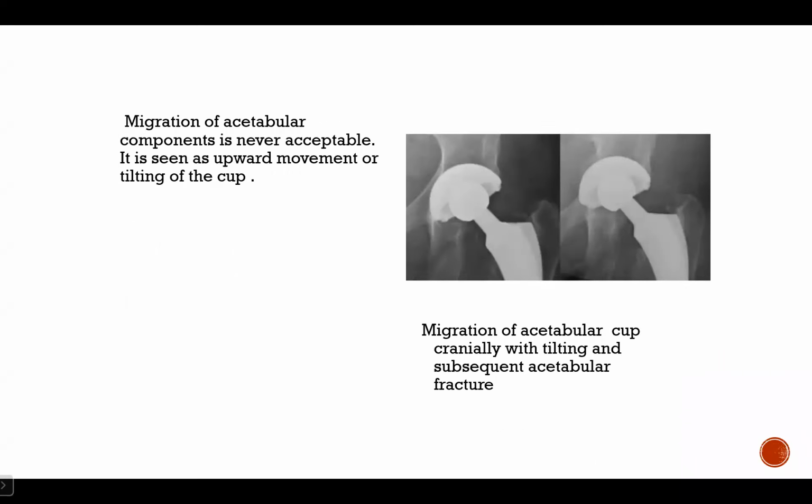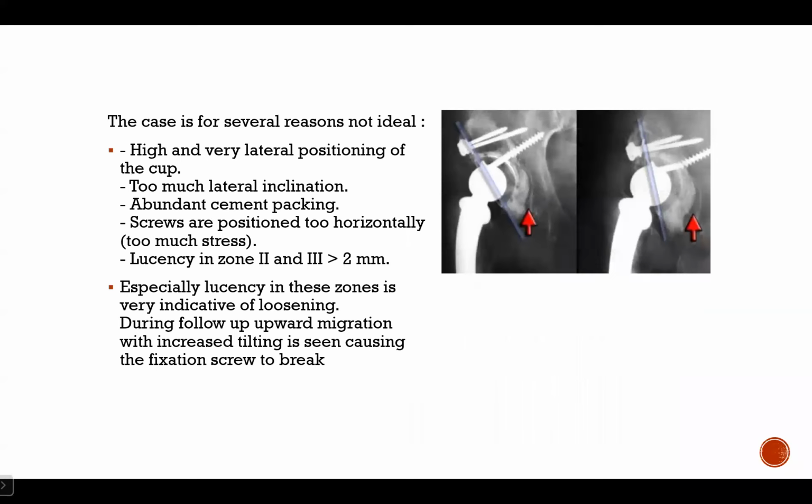Migration of the acetabular component is never acceptable. It's seen as upward movement or tilting of the cup, as we are seeing in this radiograph. This case is, for several reasons, not ideal: there is high and very lateral positioning of the cup, too much lateral inclination, abundant cement backing, screws positioned too horizontally, and lucency is present in zones 2 and 3, which is more than 2 mm. Lucency in these zones is very indicative of loosening. During follow-up, upward migration with increased tilting is seen, causing the fixation screw to break.